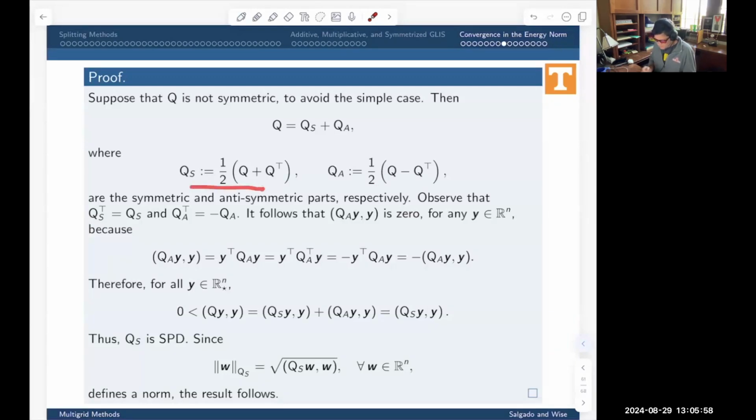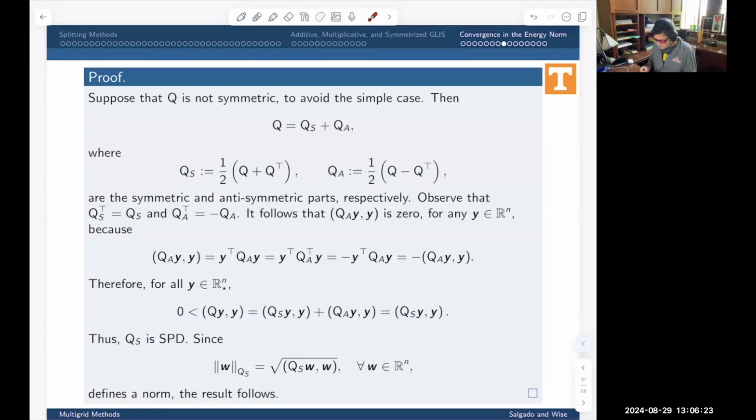This one is symmetric, but what about this guy? This guy is what we call antisymmetric. If I take the transpose of that, I get minus the original matrix back. So not the original matrix, but minus that. Now, by the way, if Q to begin with is symmetric, then this is just 0. It has no antisymmetric part.